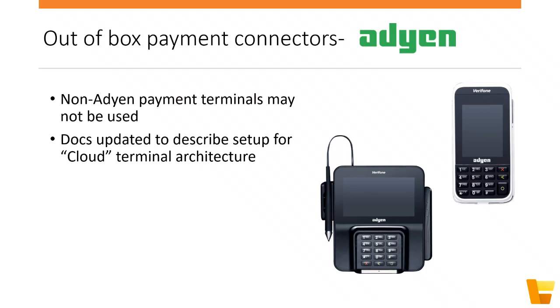Also, I've updated the docs to describe setup for cloud terminal architecture. This has been a frequent request. Essentially what that means is we can communicate with these devices over a local network, or we can communicate with them through Adyen's cloud. So we've always had the local network side of things documented, but the cloud side of things we haven't documented. So some key things to keep in mind if you want to use the cloud terminal architecture is that you need to have a good internet connection, because you're communicating with this device through the internet. I think that's the primary thing.